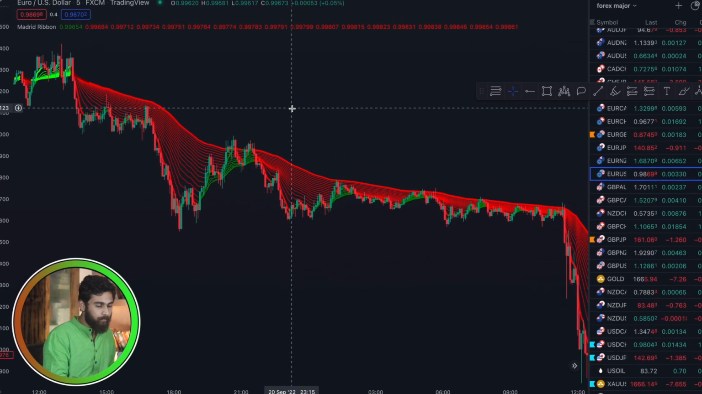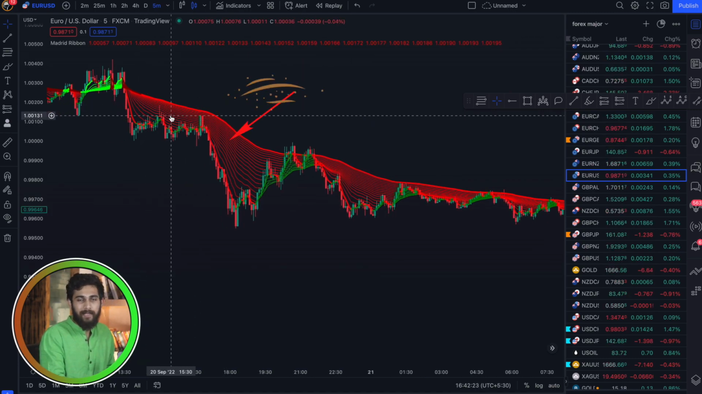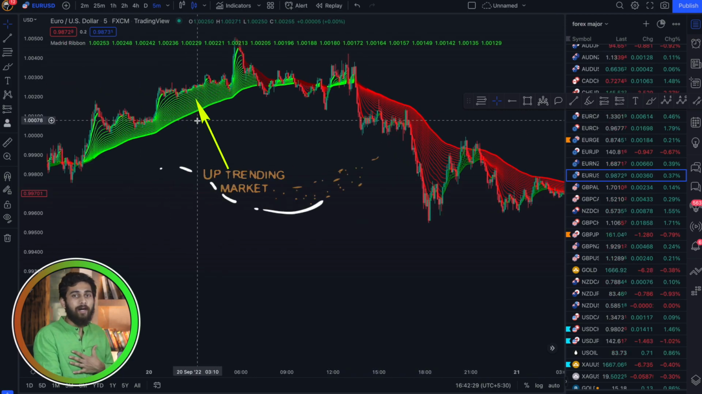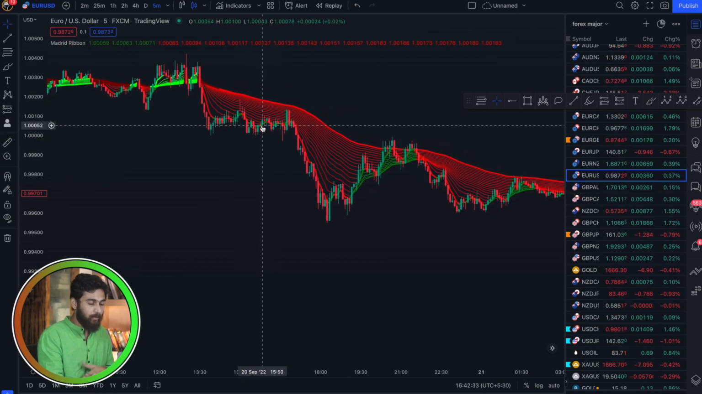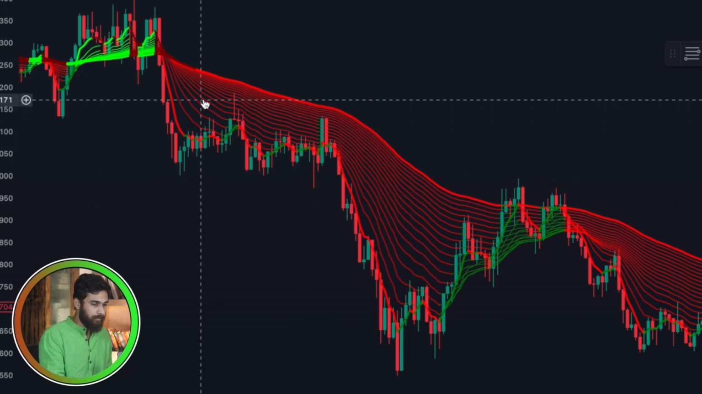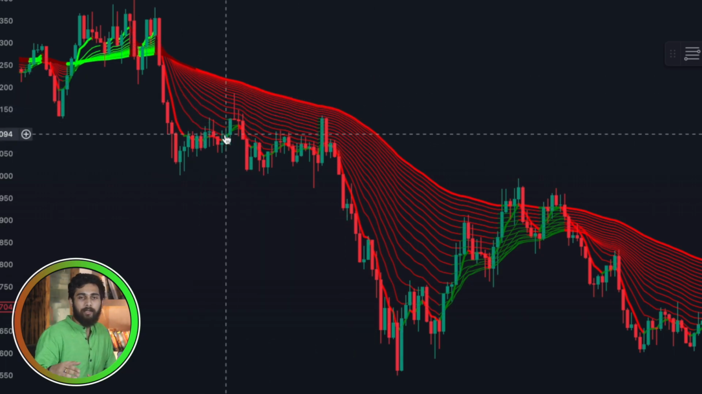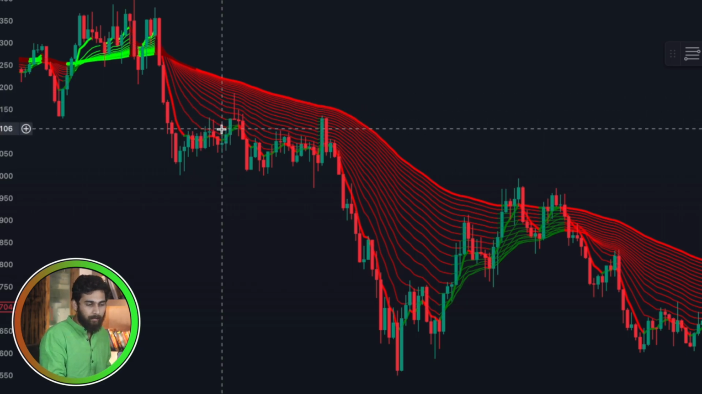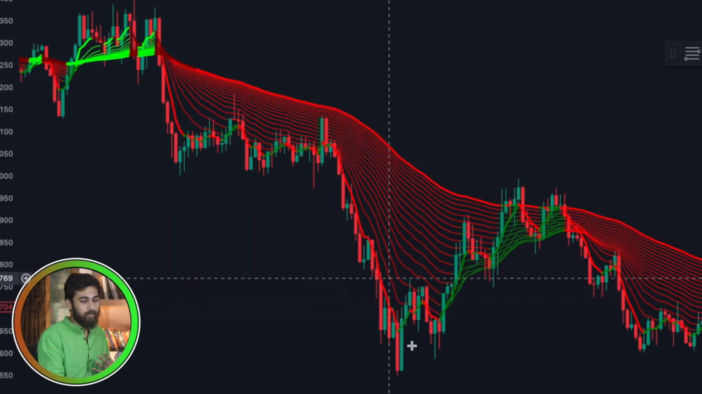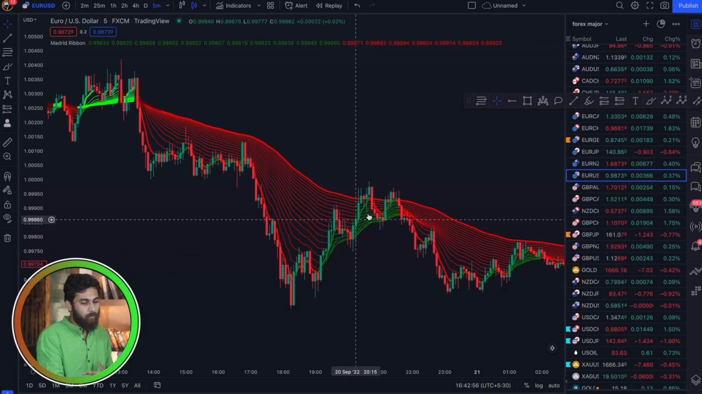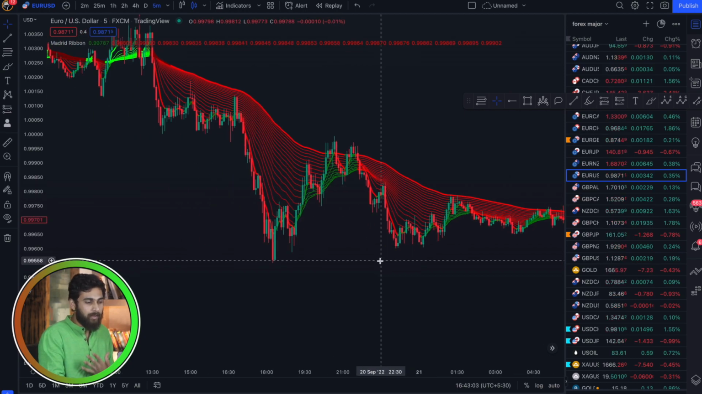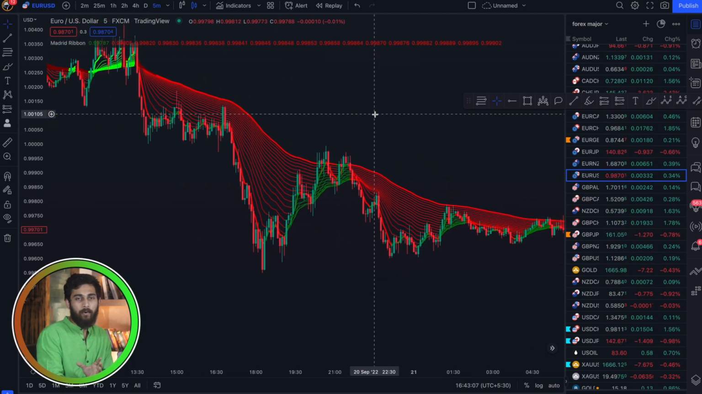For example, when all the ribbons are red, that means that we are in a downtrending market. When all the ribbons are green, that means that we are in an uptrending market. Apart from this, it also tells us about the strength of a trend. When the moving averages in this indicator are far apart from each other, the further they are from each other, the stronger the trend is. Here you can see the moving averages were further apart from each other and we were in a strong downtrending market. But then when they got close, we got a pullback. Then again, when they were further apart, we were in a downtrend. So this is how this moving average tells us about the direction of the trend.